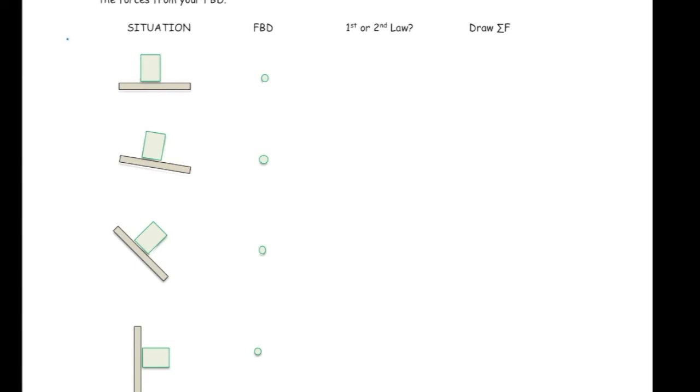The first situation has the block on level ground. There would be a weight straight down and a normal force straight up. The sum of the forces in this case is 0. That means the two vectors cancel out completely and there is no sum.